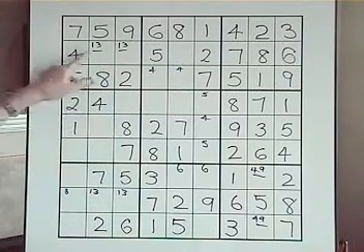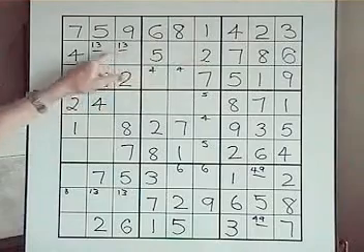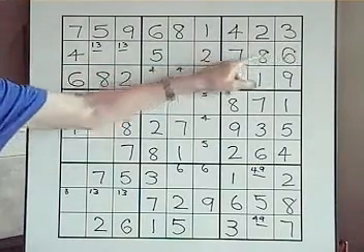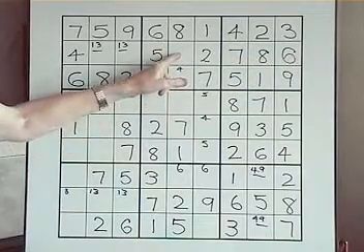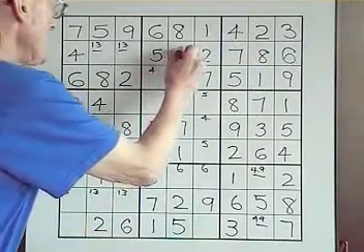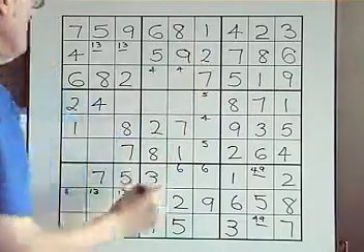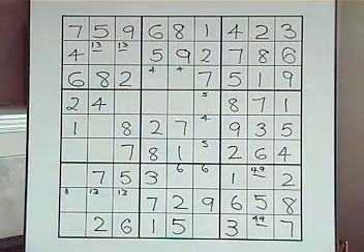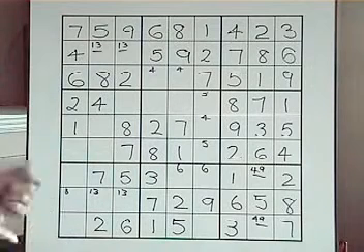So let's count through. 1, 2, 3, 4, 5, 6, 7, 8. That has to be a 9. So there we go. Now we can double check ourselves. We have a top, a middle, and a bottom. You could have worked it out, seen it that way as well. I'm just showing you different techniques.